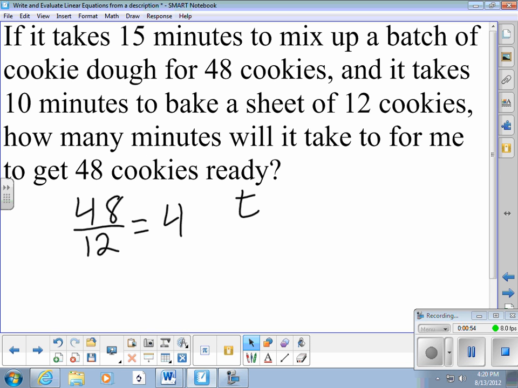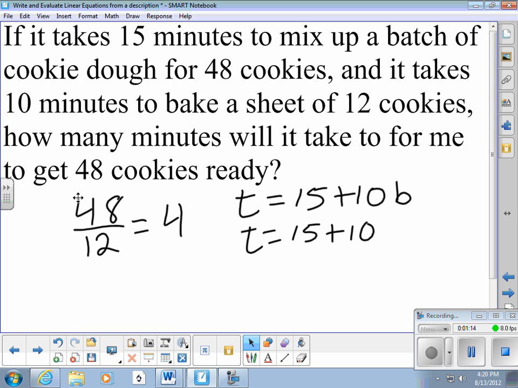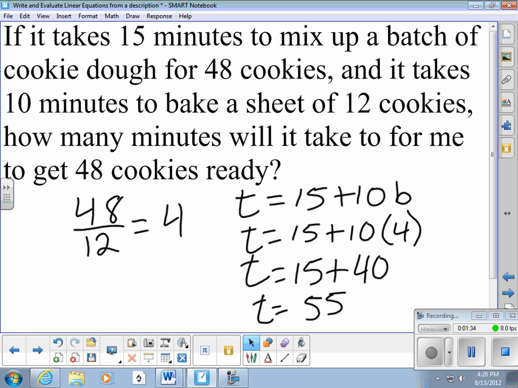So the time to get these cookies ready would be the 15 minutes to mix up the dough plus 10 minutes for each batch. Well, we've found out that it takes 4 batches, so the total time would be the 15 minutes plus 10 times 4 batches. 4 10-minute batches would be 40 minutes. So the total time would be 15 plus 40. So the total time is 55 minutes.